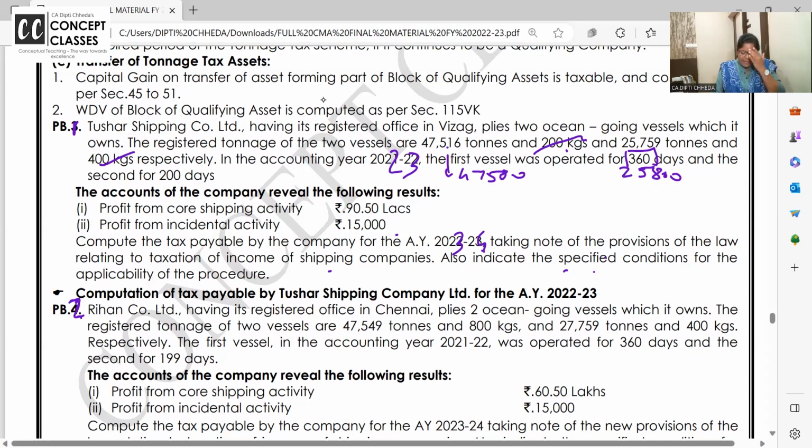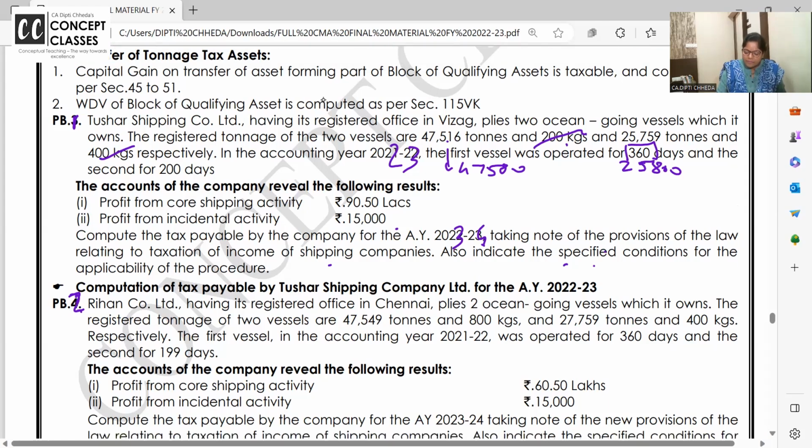First, we will calculate the income for both the ships one by one. Go to your notebook very fast. It's very easy. Tonnage Tax Scheme. Chapter 8 it is in your material, Chapter 8.2. And we are solving the problem.